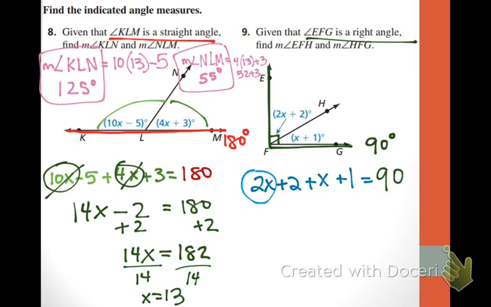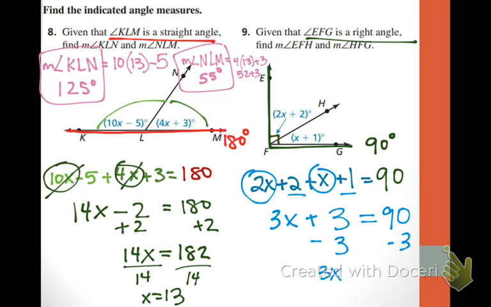All right, then we have 2x and x, which make 3x. 2 plus 1 is 3. Subtract 3. 29. Well, the final answer. We got 87 first. Divide by 3. Yes, now we get 29. We are going fast because we don't have very much time in this class.